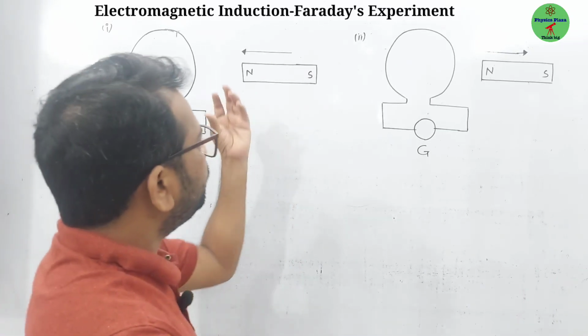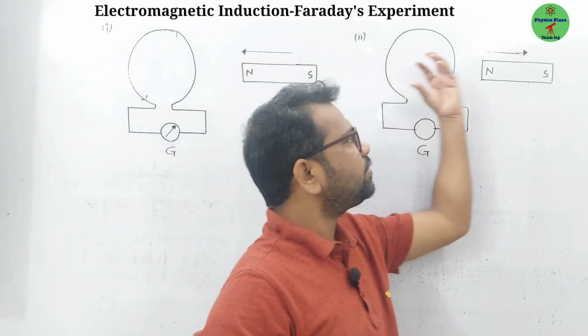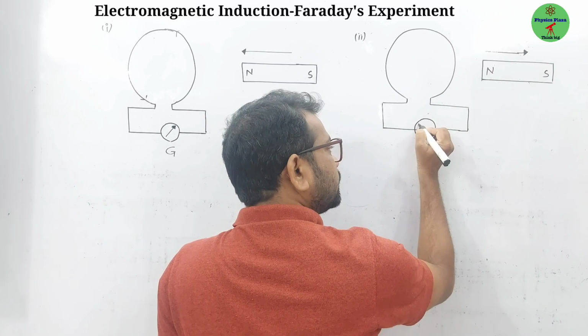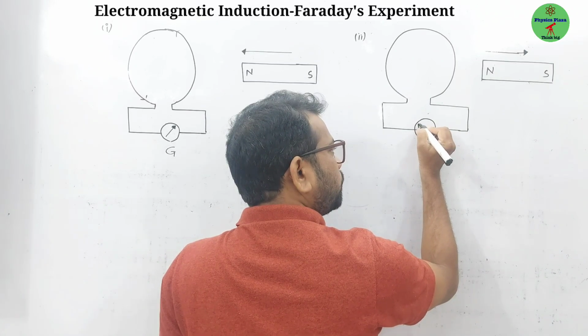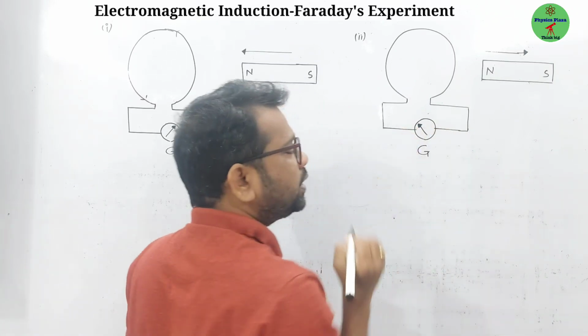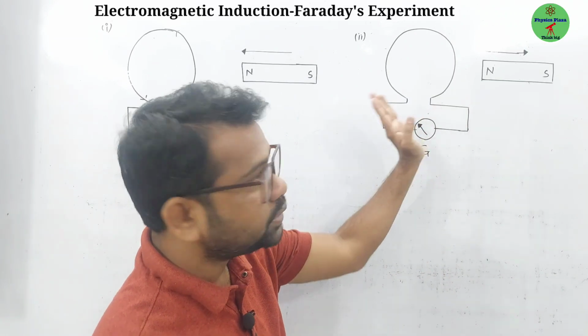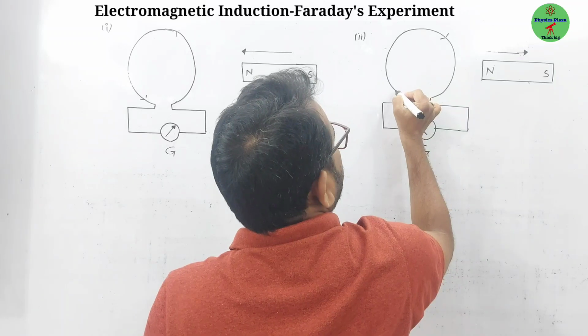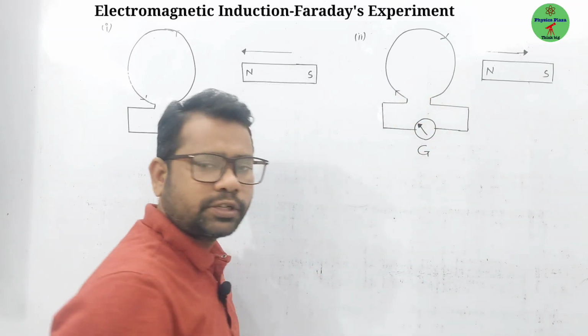And what happened when this bar magnet is taken away from the coil? He noticed that the pointer of the galvanometer is deflecting in the opposite direction, which means the current direction might be reversed.